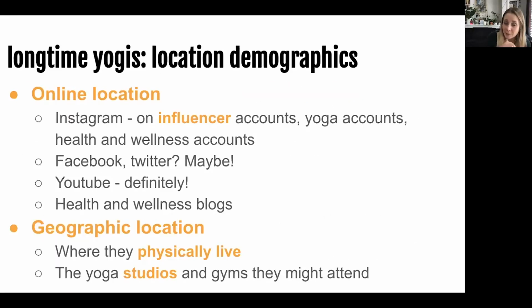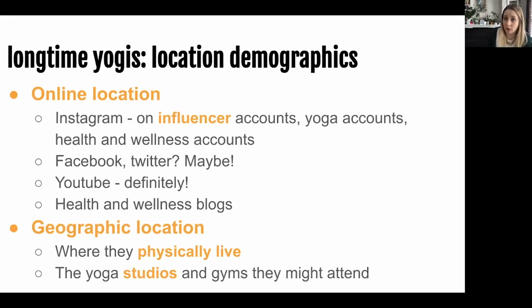So the location demographics for our longtime yogis, who we're going to focus on: online locations. So Instagram, they're following influencer accounts, they're following yoga accounts, they're following health and wellness accounts. They might be following different food type accounts, so maybe vegan or keto or natural food diets. Make sure that you're exploring outside of just the standard, I have a yoga mat, I'm trying to appeal to yogis, I should only look at yoga accounts. Your clients, your target market, your customers might be in different places.